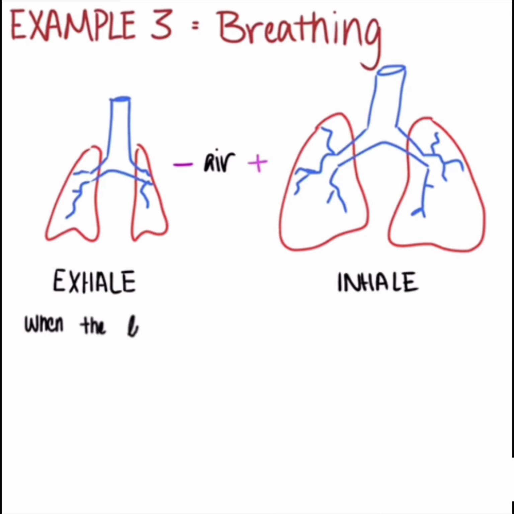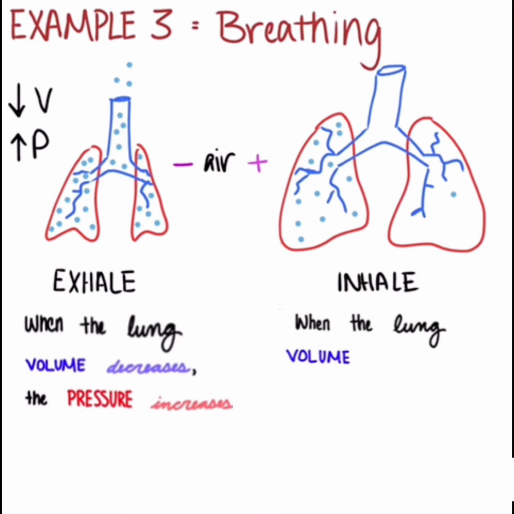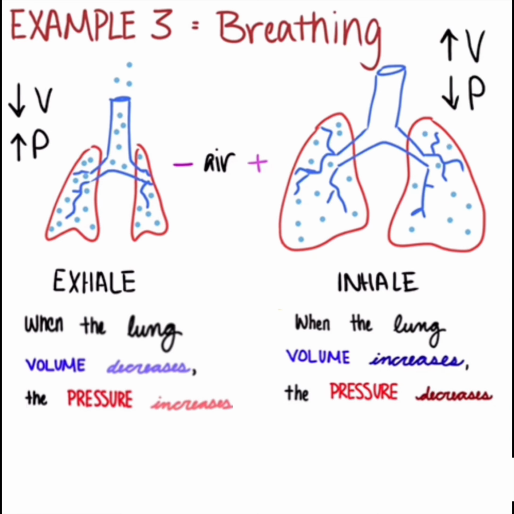The final example is breathing. When you exhale, your chest cavity compresses, decreasing the volume in your lungs. The decrease in volume applies an increase of pressure in your lungs that causes air to be pushed out, allowing you to exhale. However, when you inhale, your chest cavity expands, increasing the volume of your lungs while decreasing pressure. The decrease in pressure draws in more air, allowing you to inhale.